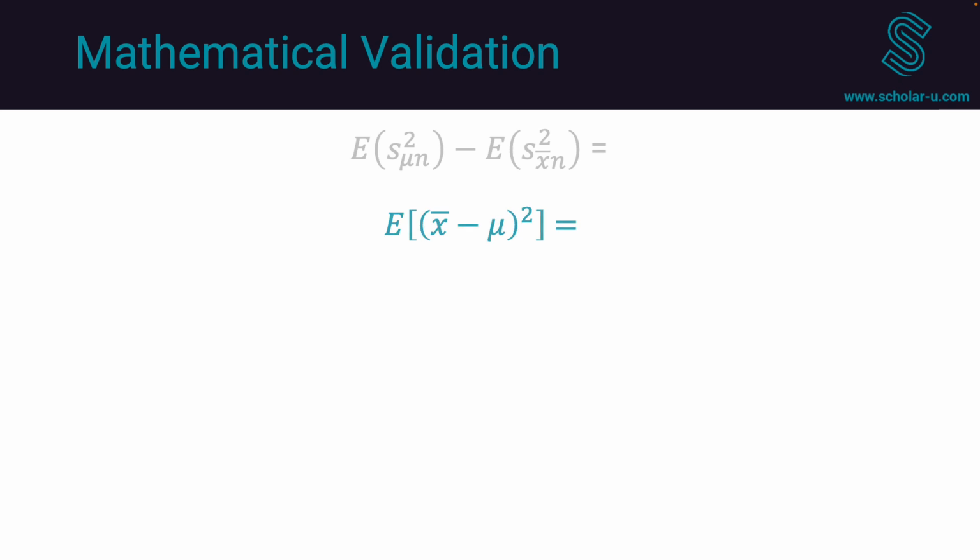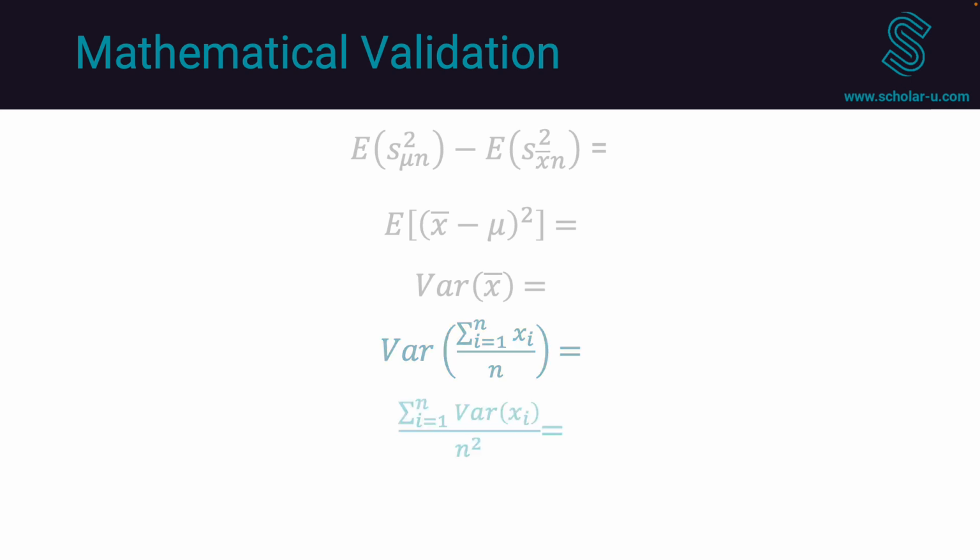The expected value presented aligns with the definition of the variance of the sample mean. By expanding the sample average, expressed as the sum of the samples divided by the total number of samples, and leveraging variance properties, we arrive at a new expression. We then replace the variance of the sample with sigma squared.